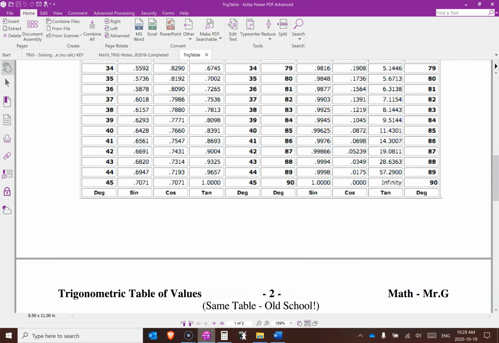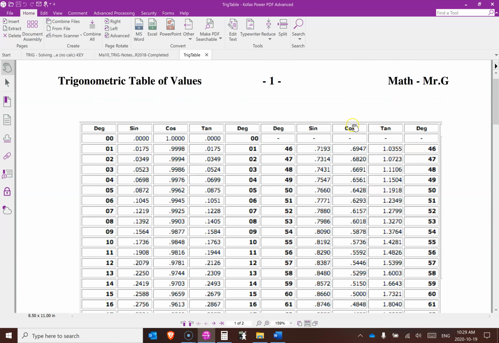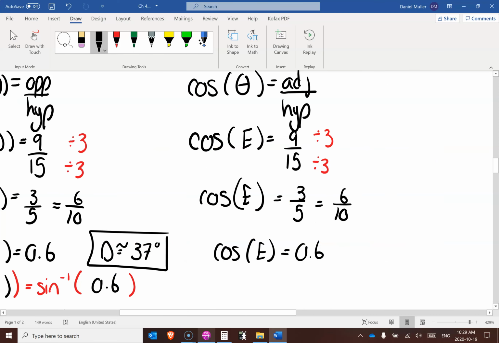So then you can go to your chart. I'm looking for cos 0.6. Okay, that's not there. So here's cos 0.60. Okay, that's right here. That's really, really close. So that is 53 degrees. So E is equal to 53 degrees.